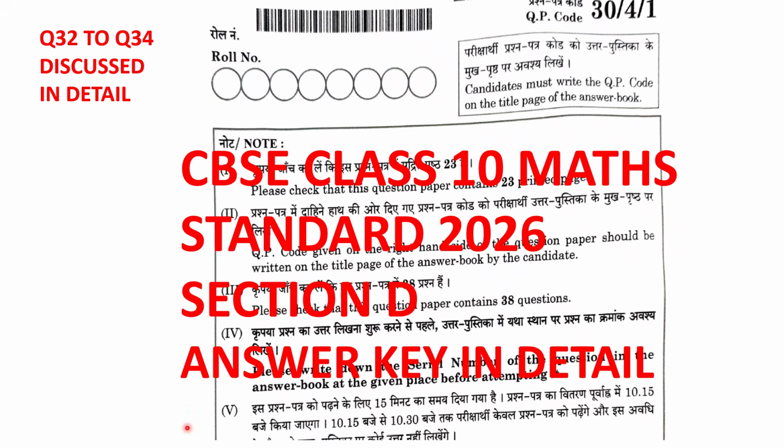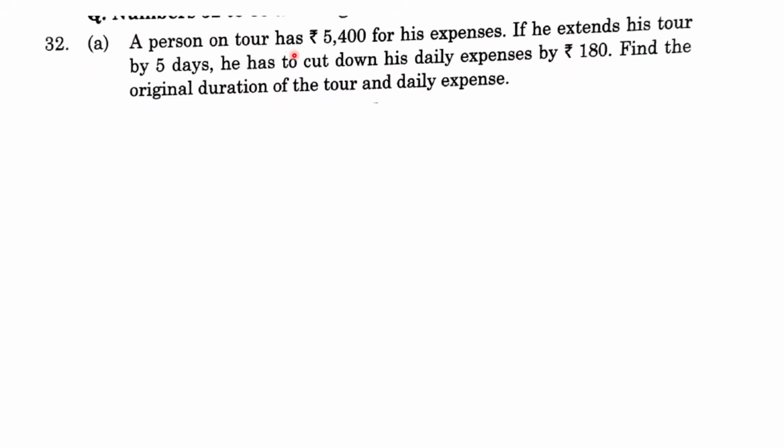Hello everyone. Now I am going to discuss section D of today's maths question paper of class 10 standard question paper. Question 32. A person on a tour has 5,400 rupees for his expenses. If he extends his tour for 5 days, he has to cut down his daily expenses by 180 rupees. Find the original duration of the tour and daily expense.